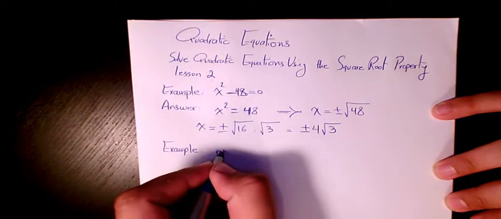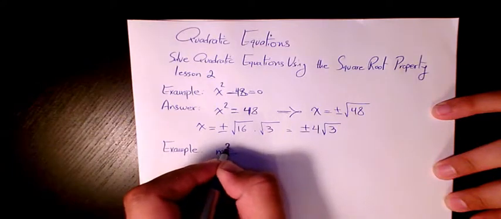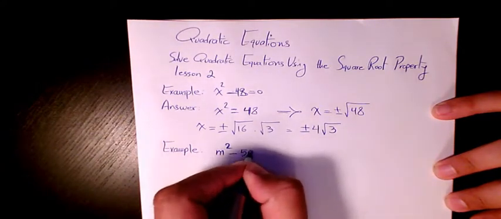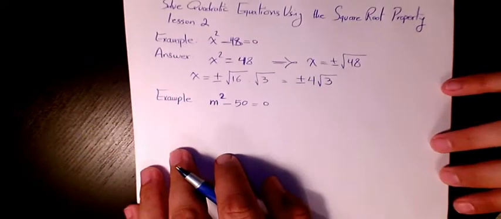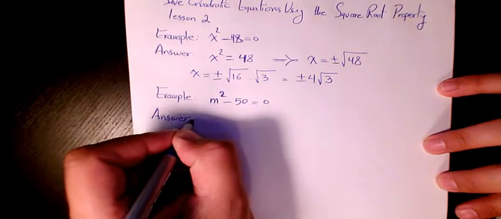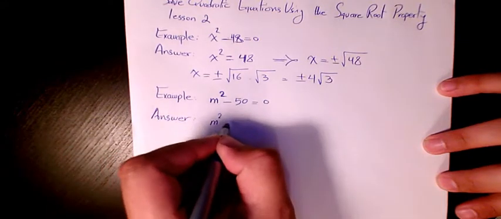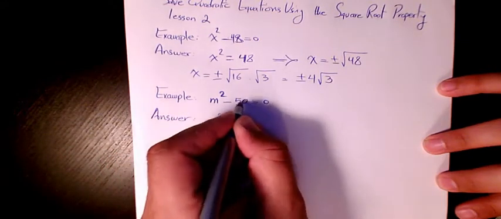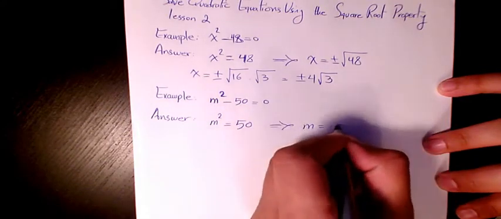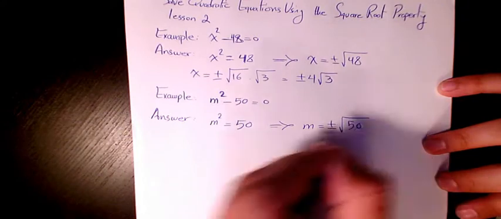Next example, we have m squared minus 50. The answer is m squared is going to be equal to 50. You move negative 50 to the other side. Then m will be plus or minus the square root of 50.